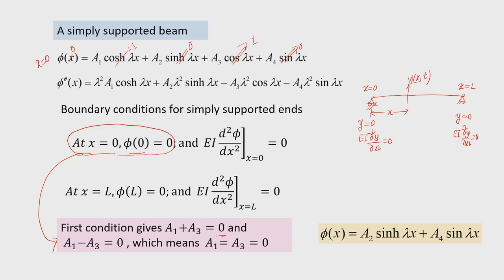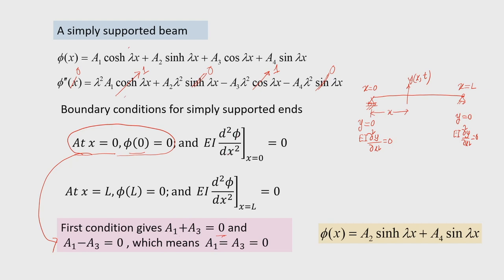And the second condition, if you apply it, the bending moment is 0. Bending moment requires the second derivative. When you write the second derivative, you will get lambda square, that coefficient coming out as a result of differentiation. So you get lambda square a1 cosh lambda x plus a2 lambda square sinh lambda x, minus a3 lambda square cos lambda x minus a4 lambda square sin lambda x. Now substitute the boundary condition here. At x is equal to 0, this term is 1, this term is 0, this is also 1, and this is 0.